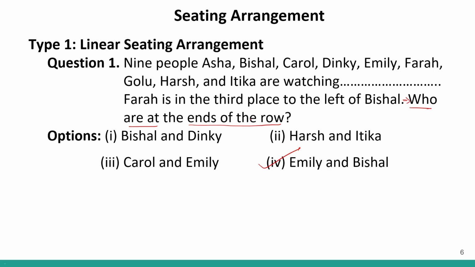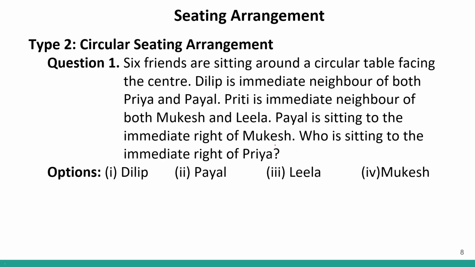Okay, so this is how you solve a question on linear seating arrangement. Now the next type is type 2, circular seating arrangement, where everybody sits in a circle. Now there are 6 friends. So this is my circle, let's say. 6 friends mean 1, 2, 3, 4, 5, 6 positions. They are sitting around a circular table facing the center. So everybody is facing towards the center.